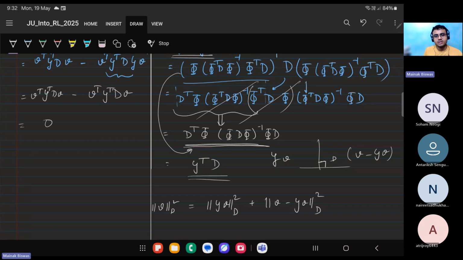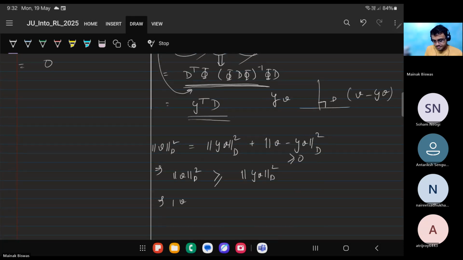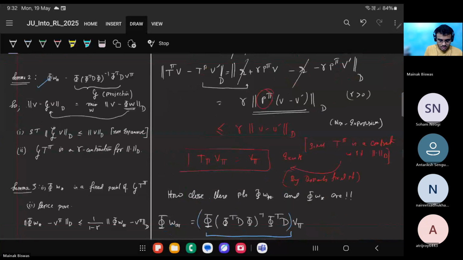Any questions? So now how do I prove non-expansiveness from this? This is greater than 0, which means this is, tell me which side is larger. Clear? Any questions? So we prove the non-expansive property.